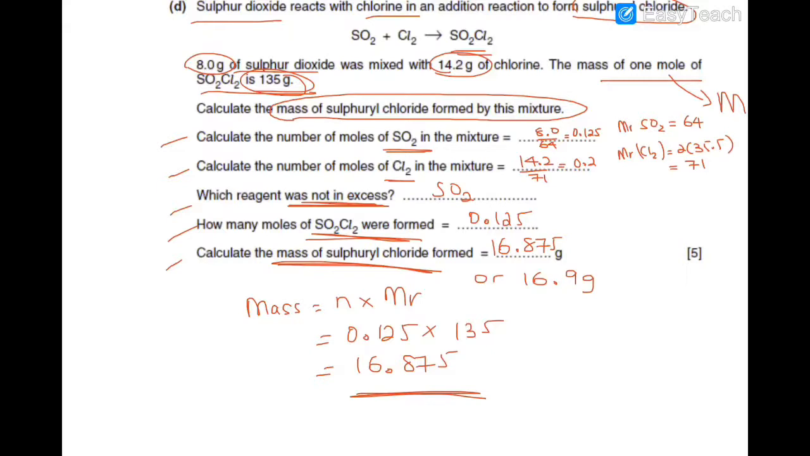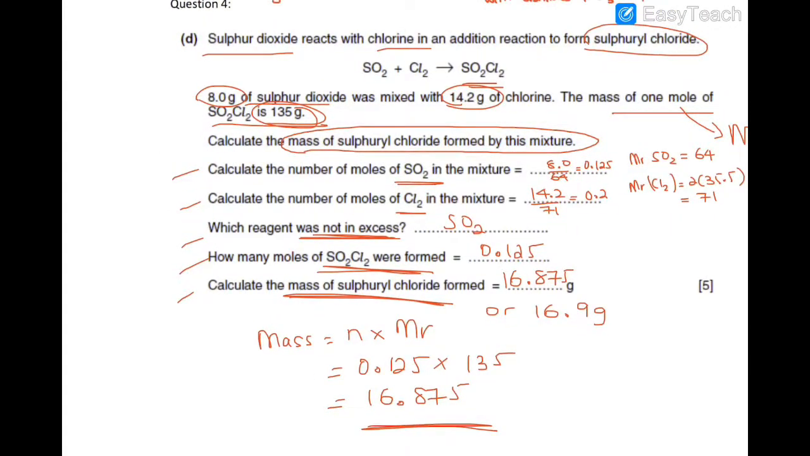Either you can give the complete value, because it's not an irrational number, or I've chosen to write it as 16.9 grams, because if you look at the values of mass given here, they are given to 1 dp, again to 1 dp, so I'm giving my final answer to 1 dp. That's one way of looking at it. Okay, so that's it for all the questions on limiting reagent.